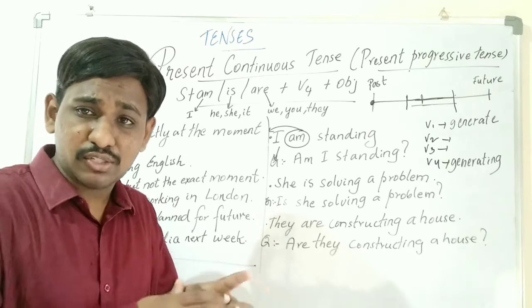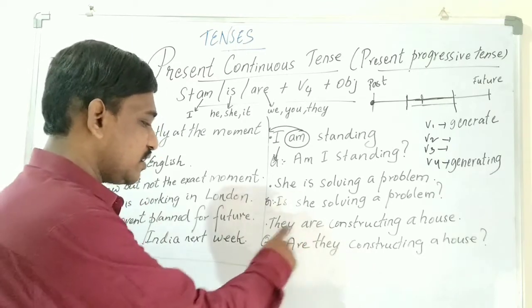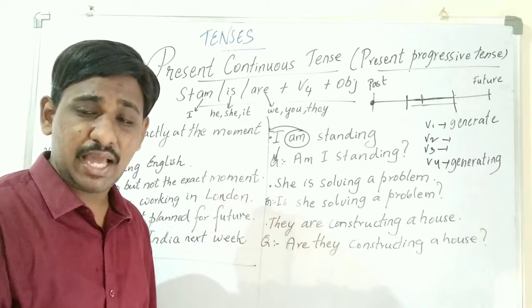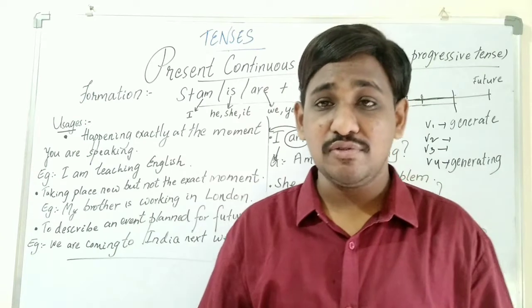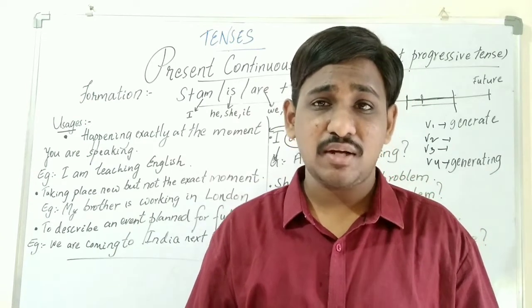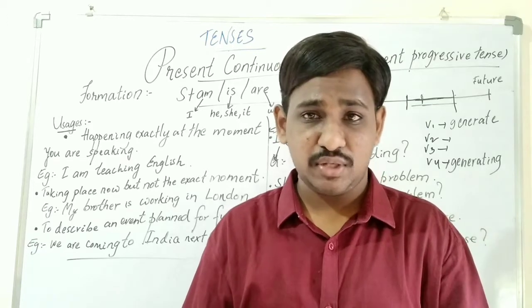What are they doing? They are constructing a house. Question. Keep the second one first again. Are they constructing a house? Yes, they are constructing a house. No, they are not constructing a house. So this is present continuous.